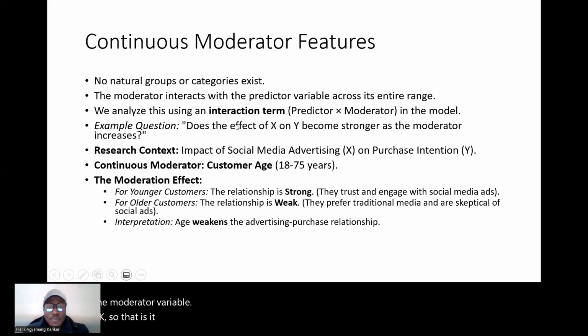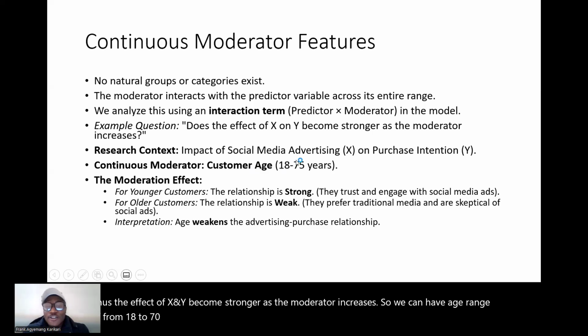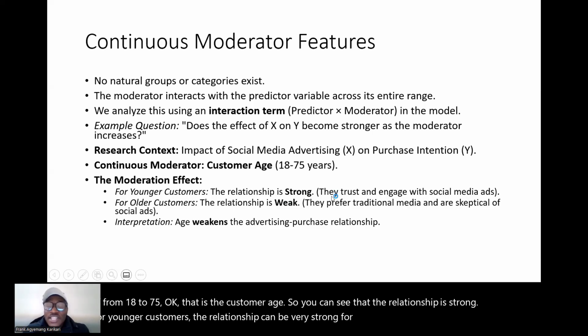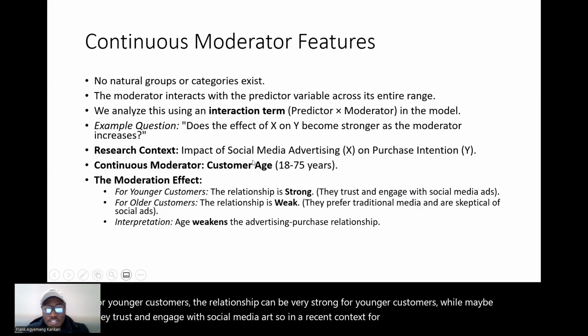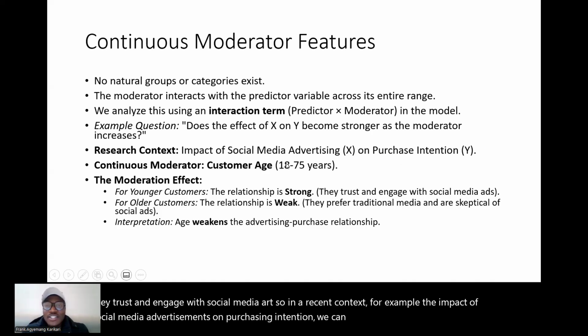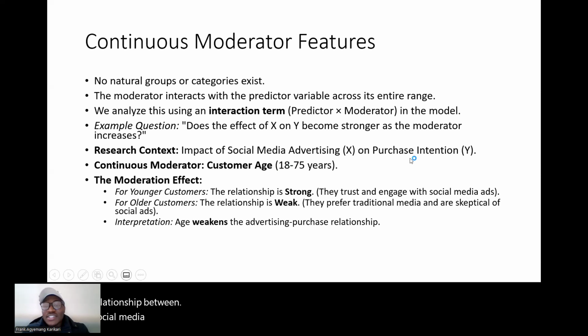So these are some examples. The effect of X on Y becomes stronger as the moderator increases. So we can have an age range from 18 to 75, that is the customer age. In a research context, for example, the impact of social media advertisements on purchase intention, we can moderate with age to see whether the relationship between social media advertisement and purchase intention is altered by customer age.